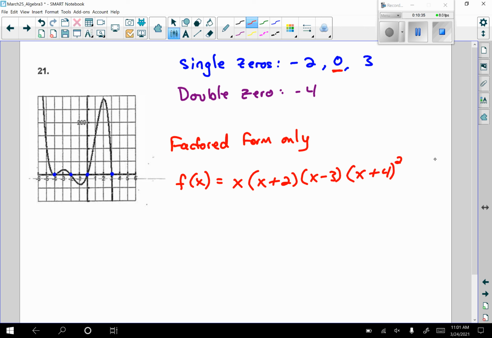And you can see why we don't want to expand this. It's going to be way too large. So we just leave it like this.